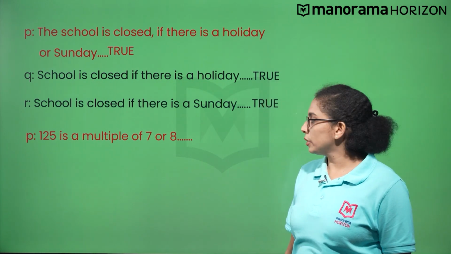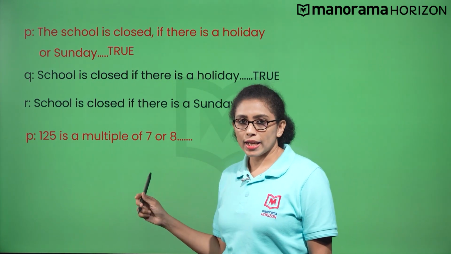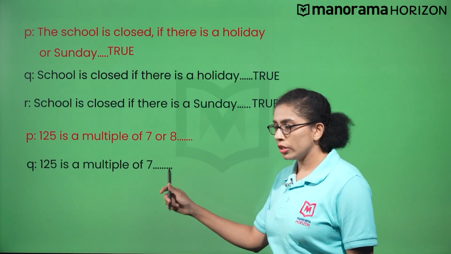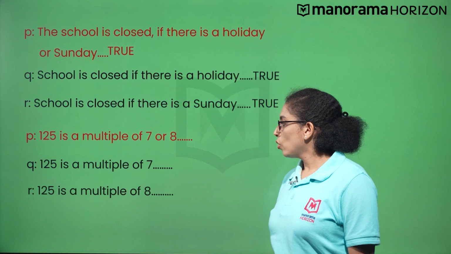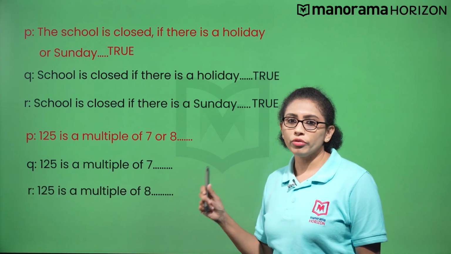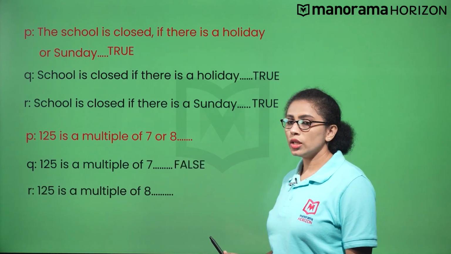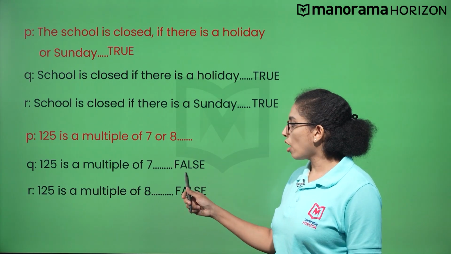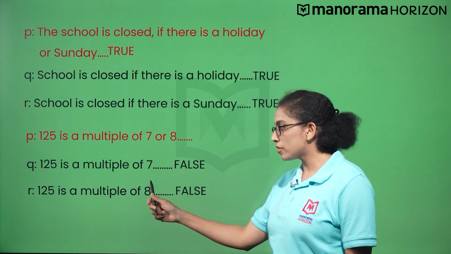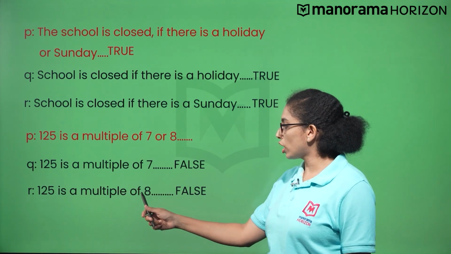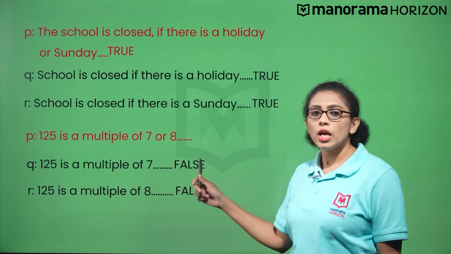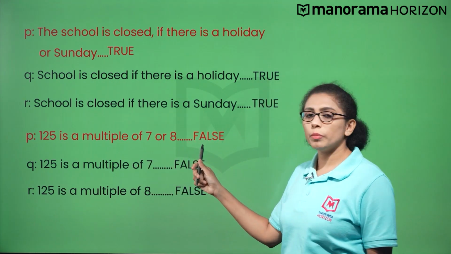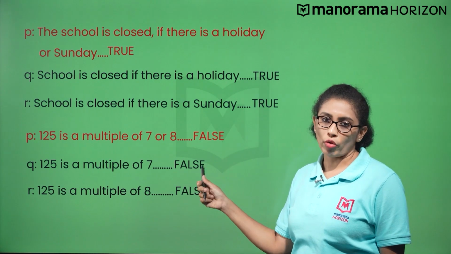125 is a multiple of 7 or 8. Then its component statements are: 125 is a multiple of 7, 125 is a multiple of 8. So here both the component statements are false. 125 is not a multiple of 7. Similarly, 125 is not a multiple of 8. Here, both the component statements are false. Therefore, the compound statement is also false.